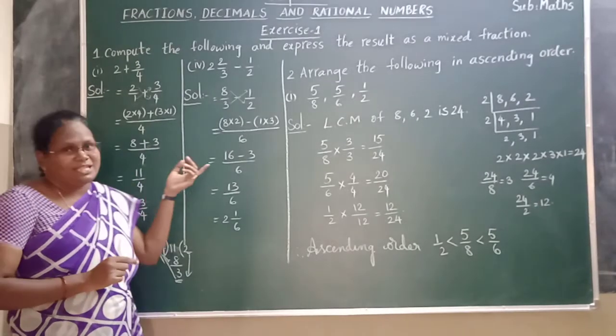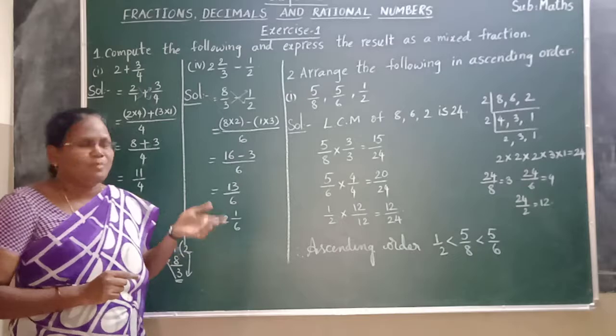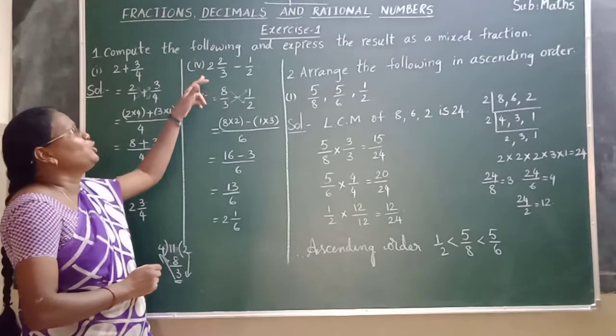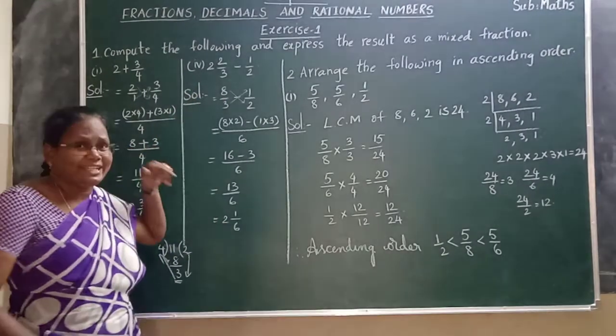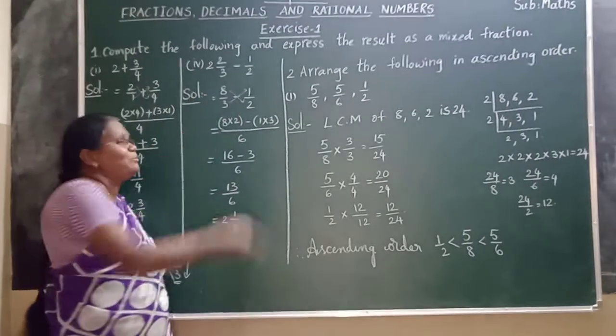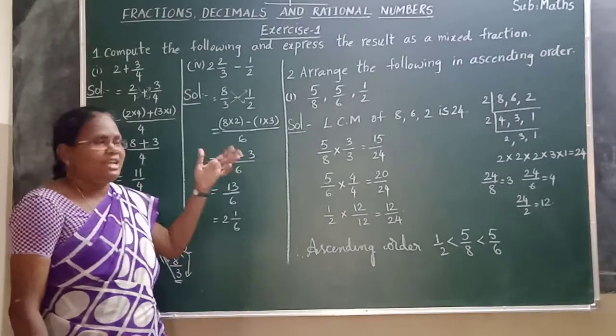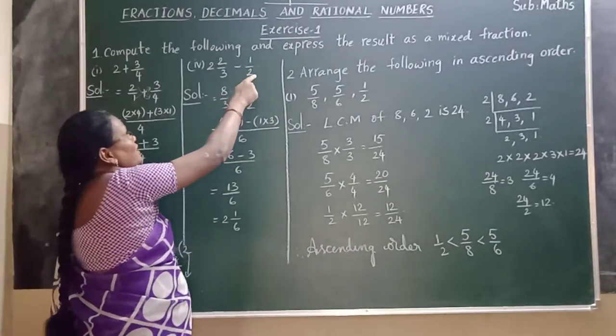Now, in the fourth sum, the remaining sums you will do at home. I am saying the fourth sum: 2 by 3 minus 1 by 2. In the textbook they gave plus, but I have changed that to minus. 2 by 3 minus 1 by 2.